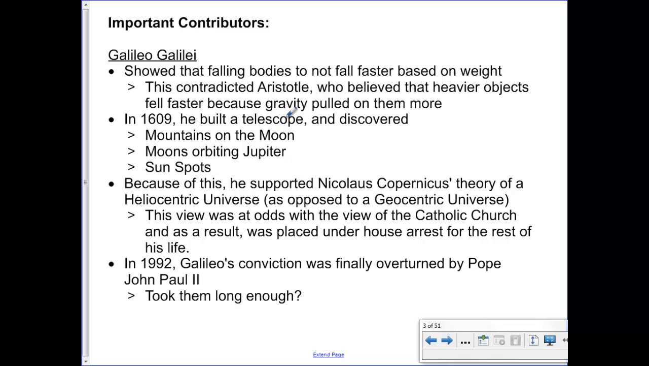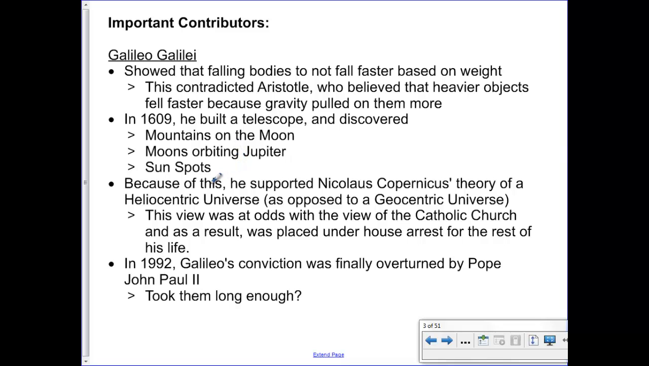So for him to build his own telescope back in 1609 is impressive. He wasn't the only one, by the way. There were other people who did this sort of thing. But he discovered some things like mountains on the moon, moons orbiting Jupiter, and dark spots or sunspots on the sun. Here's where this became kind of controversial.